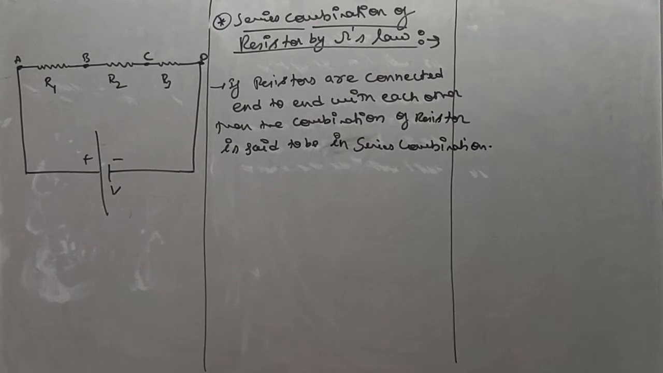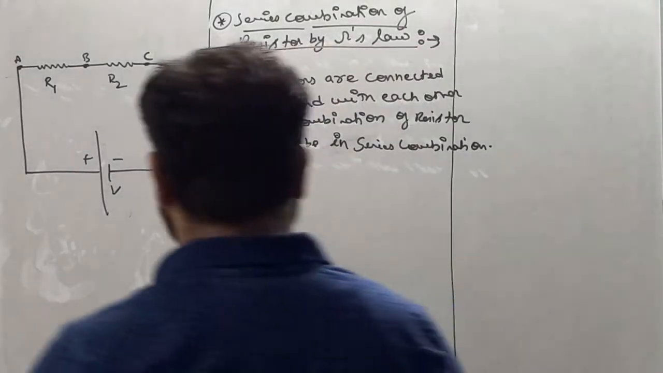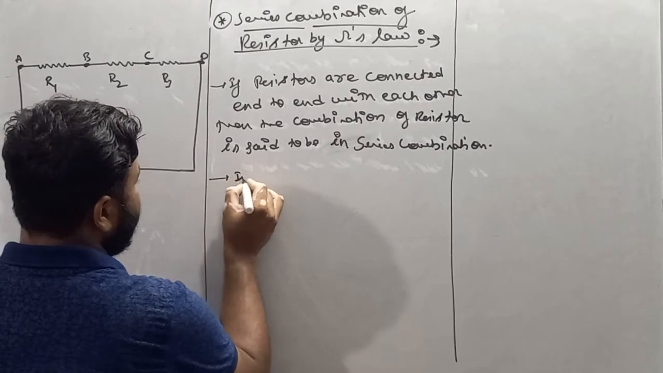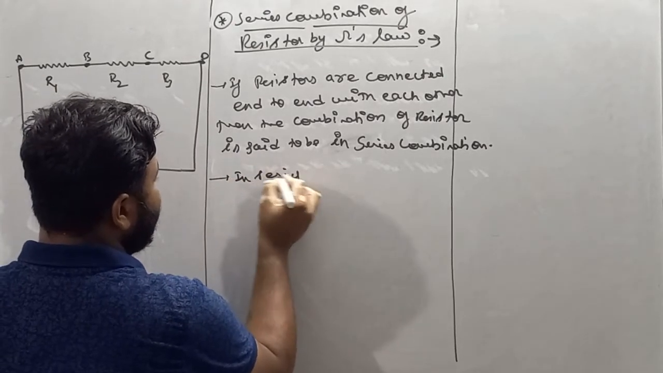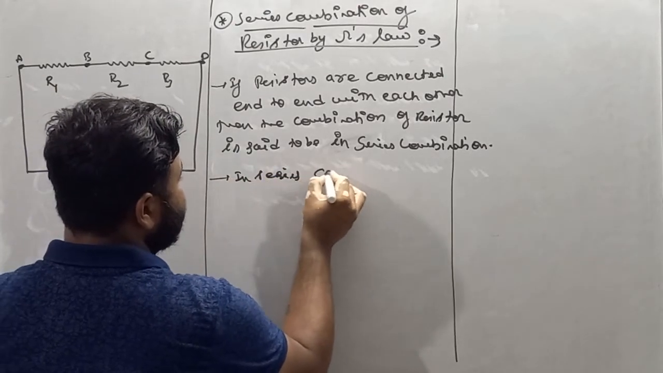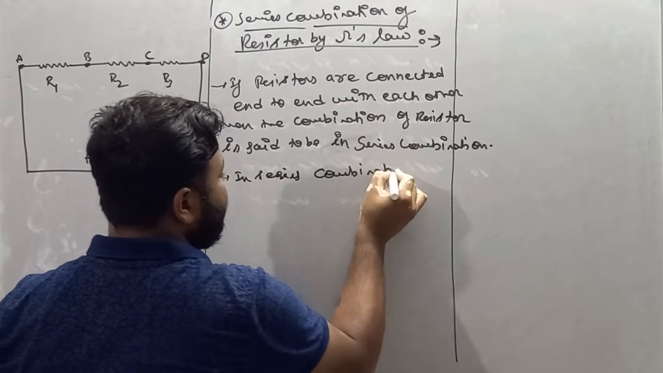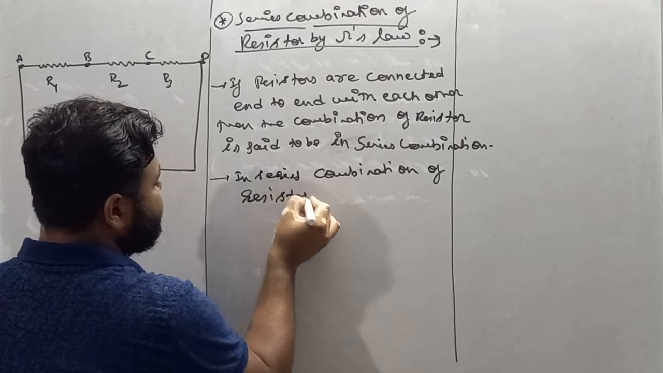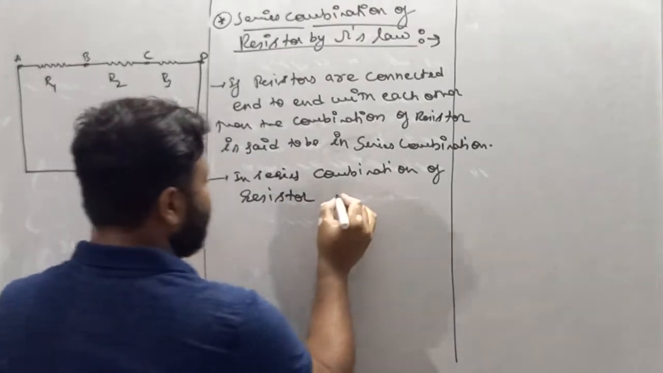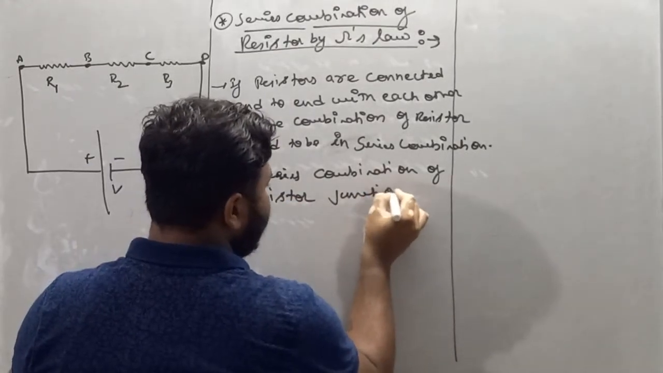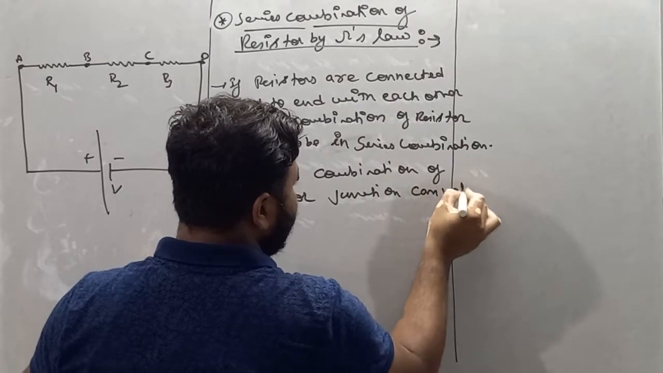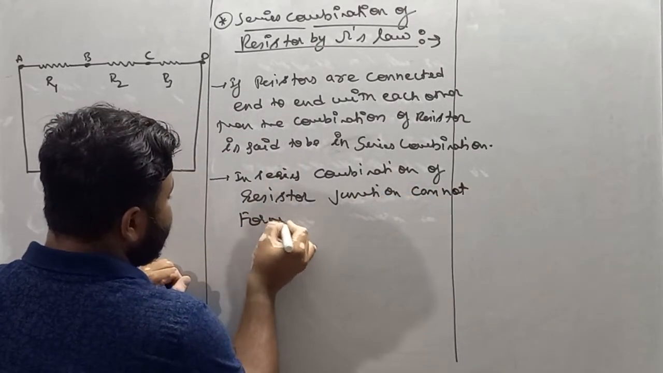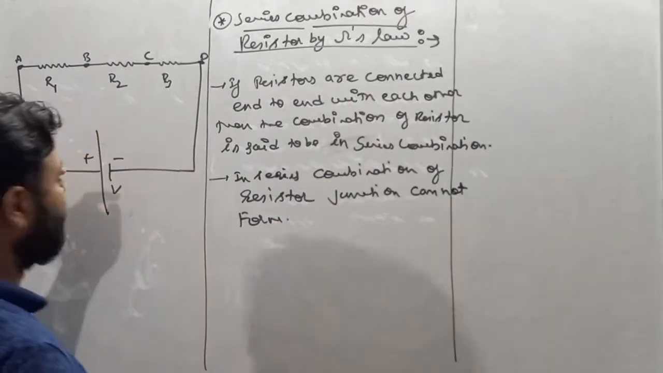Second most important thing is that in series combination no junction is formed in the circuit. So write down the next point: in series combination of resistor, junction cannot form. Junction means meeting point of more than one wire.